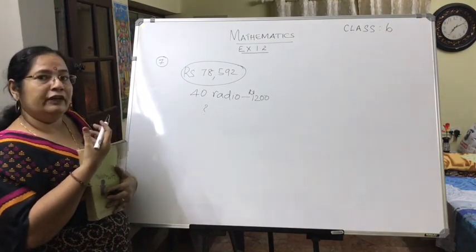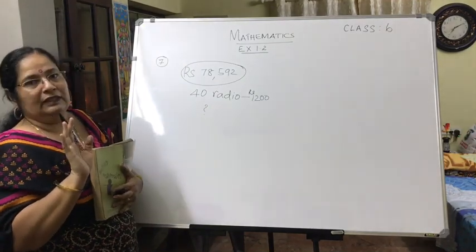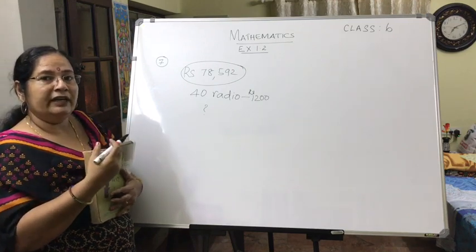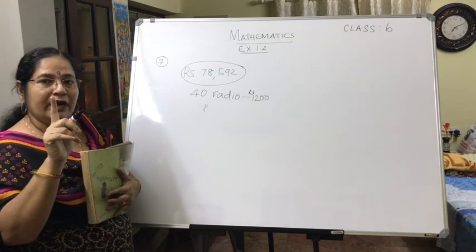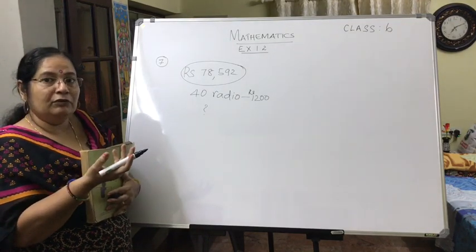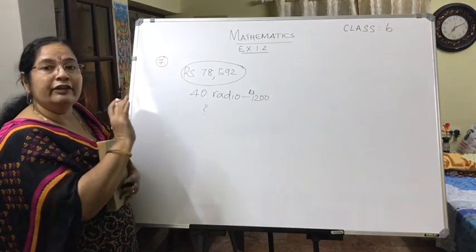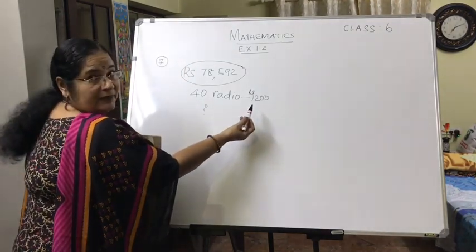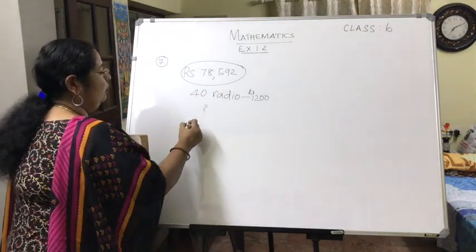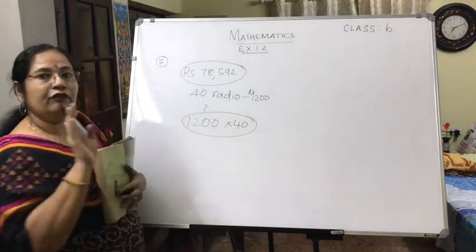At first what do you have to find out? It's given she is having rupees 78,592 with her. Next, what should you find? How many radio sets she is planning to buy? 40. What is the cost of one radio set? 1,200 rupees. So what should you find now? Find the cost of 40 radio sets. How will you find the cost of 40 radio sets? One radio set costs rupees 1,200. So for 40 radio sets, what would be the cost? 1,200 into 40. This will be the cost of 40 radio sets.